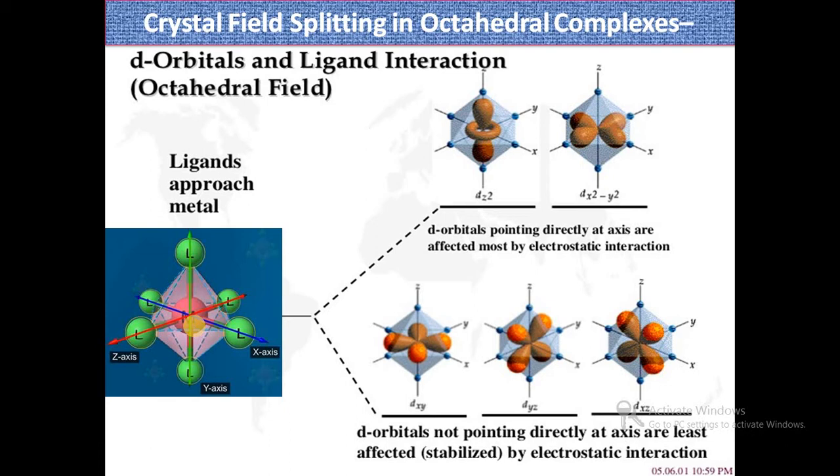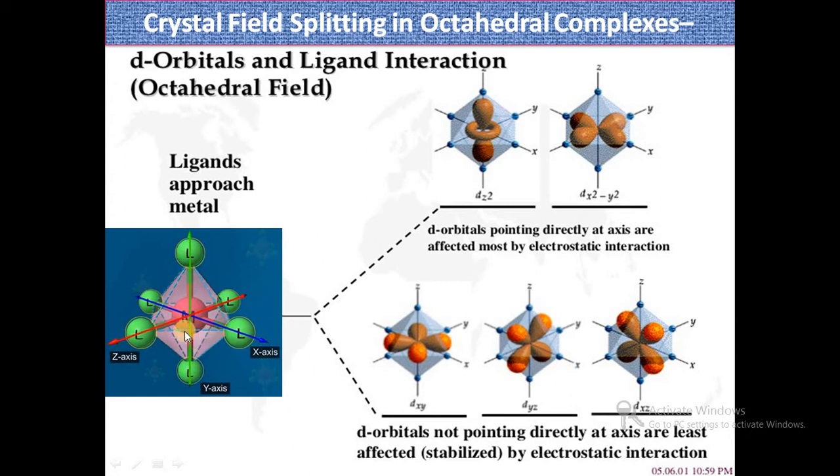In the last video we also saw that there are two sets of d orbitals available. The dx square minus y square and dz square orbitals are directed along the 3 axes, while dxy, dyz and dzx, that is the t2g orbitals, are directed in between the axes, as shown in the figure. That is, there are two sets, the eg set and the t2g set.